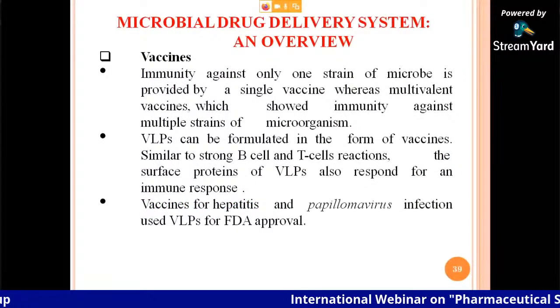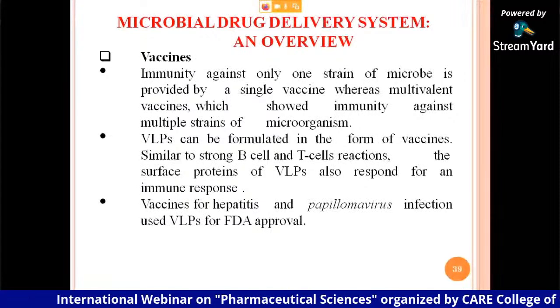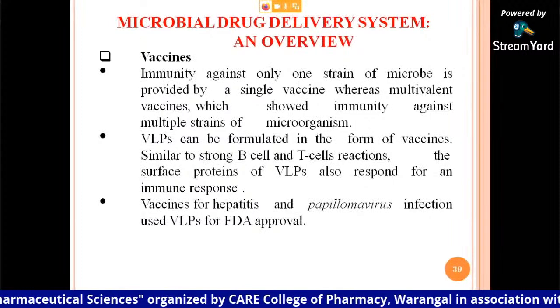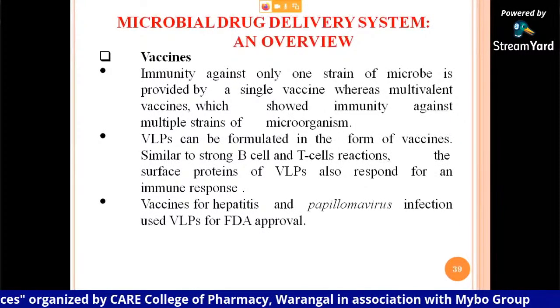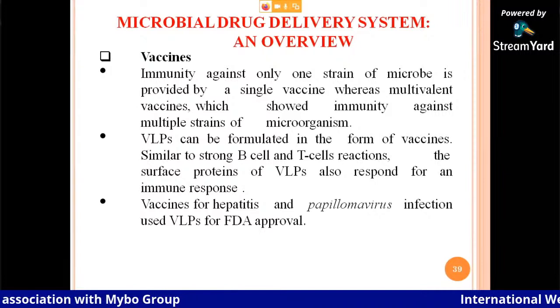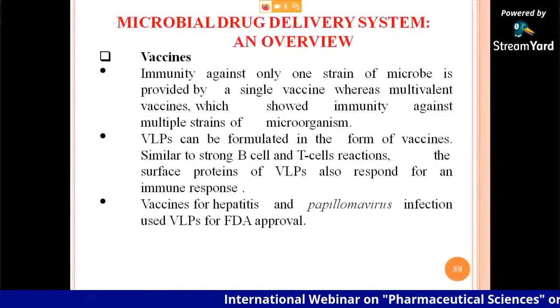Similar to this, vaccines. Immunity against only one strain of microbes is provided by single vaccines, whereas multivalent vaccines, using different types of vaccines like virus-like particles, can be formulated so that they not only give protection against a single strain, but give multiple effects. Similarly, papillomavirus vaccines are under approval.